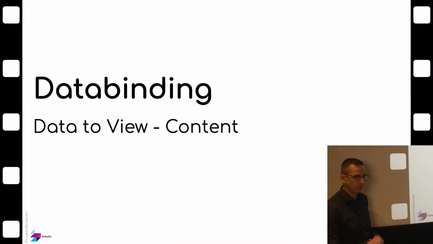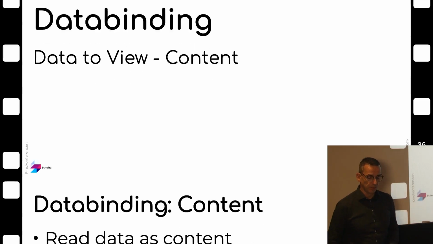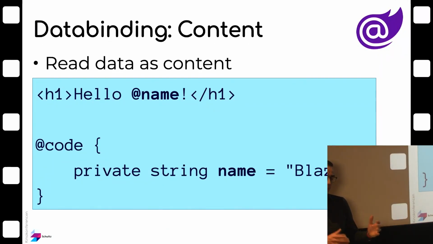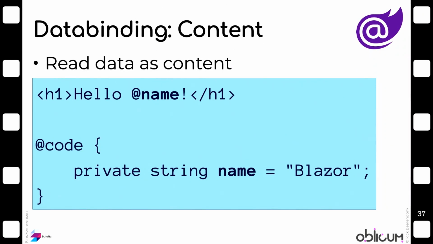Okay, let's look at data binding. Data to view. I have some data and I want to see that in an HTML component. Now let's first talk about the content between the opening and the closing tag. So this is my component code. Hello, @name. The moment you use @, then after that is an expression, in this case the name of a field in my code block, and instead of seeing @name, you will see Blazor. Hello Blazor exclamation mark. That's what you will see.